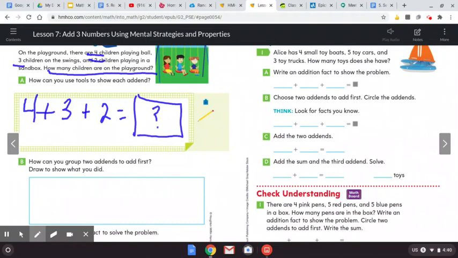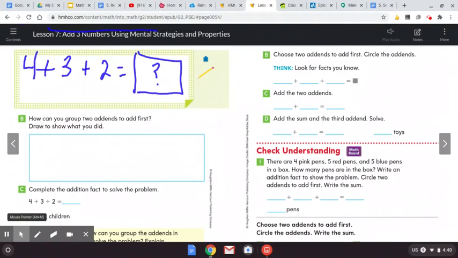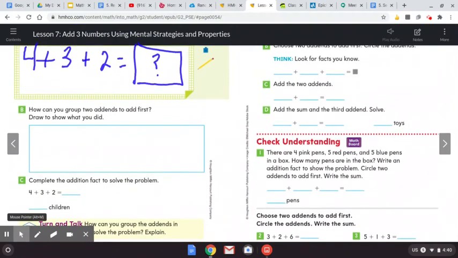How can you group 2 add-ins to add first? Draw to show what you did. Which numbers did you group together? Did you group the bigger numbers together? What about 4 and 3? Or 3 plus 2? What is 3 plus 2? 3 plus 2 is 5. 4 plus 3 is 7.